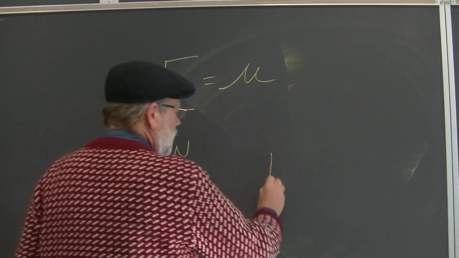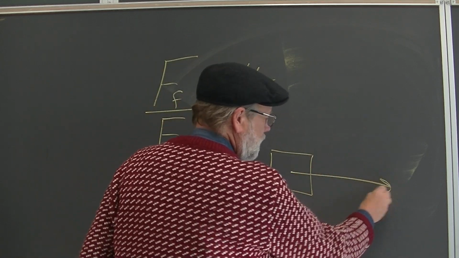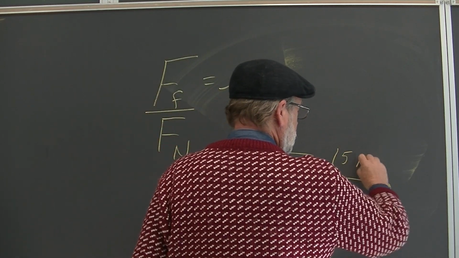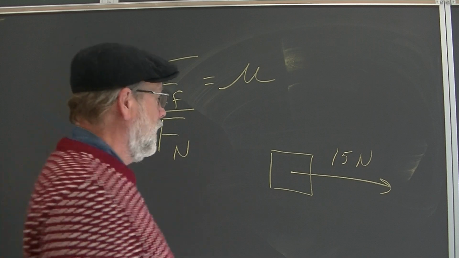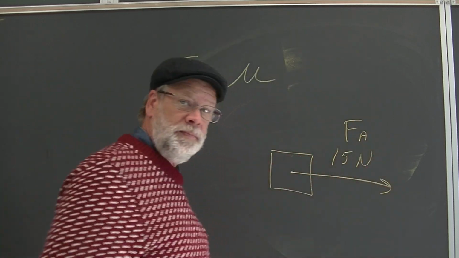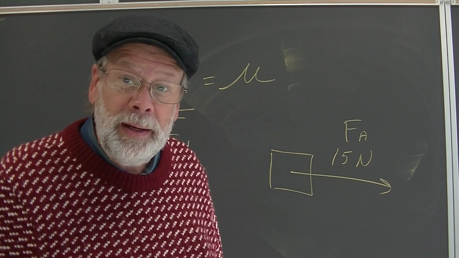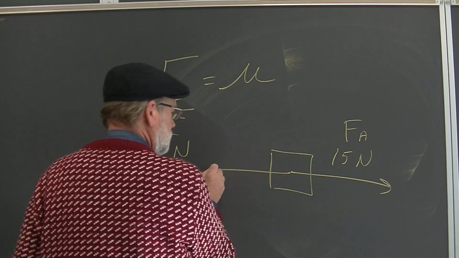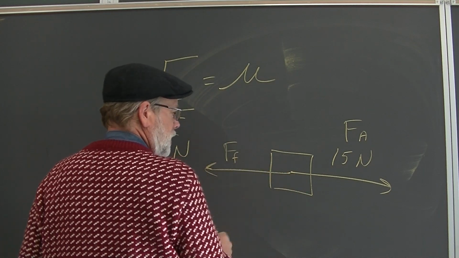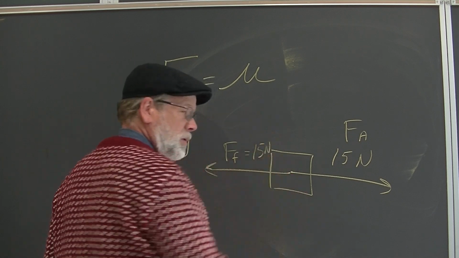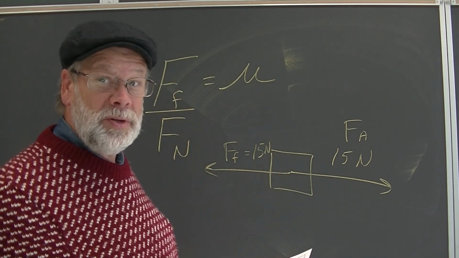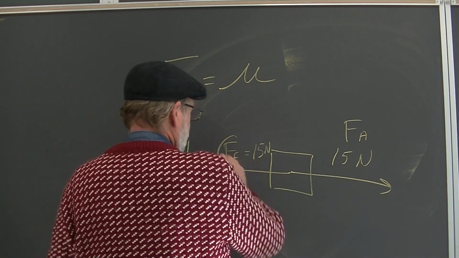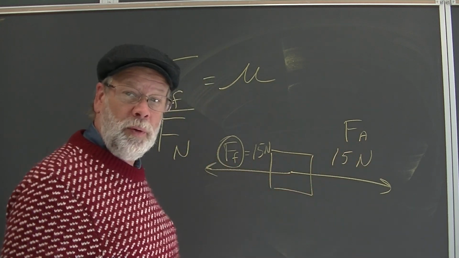All right? So when you're dragging something, if you put a scale on the side that you're dragging it on, and you find it's 15 newtons worth of force, and that's the force applied, and that object is not accelerating, can you tell me what the force of friction on that object is? Well, it has to be 15 newtons. Do you see? Because the forces are in balance. It's not accelerating, so the force of friction must be equal to your applied force.